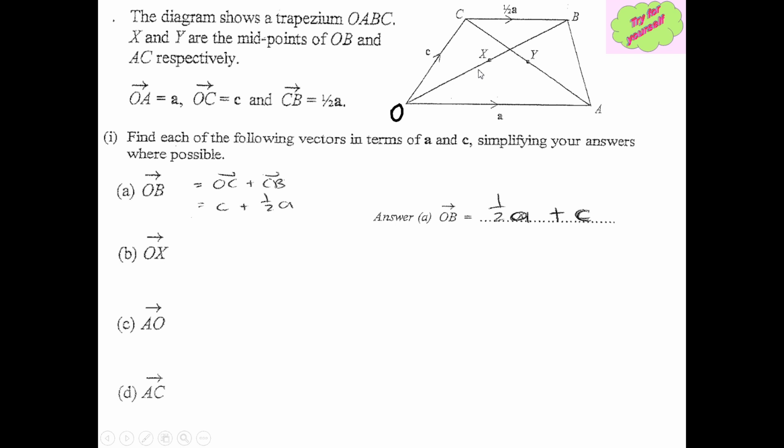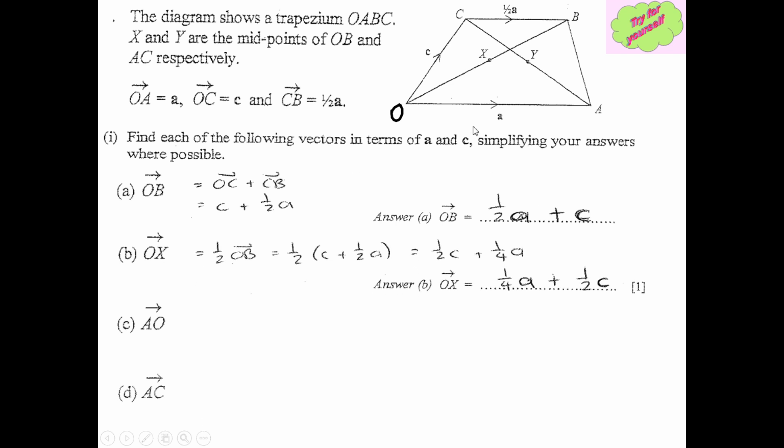OX. So OX, remember, they pointed out that X and Y are midpoints. So if OB is half a plus c, then OX must be half of this vector. So see, OX, it's the same as a half of OB, because X is a midpoint. So what I've done is I've just said a half c plus a half a, because that's what OB was, so I've just halved it. You could have written half a plus c, no problem. So a half of all of this, and then I've just expanded.